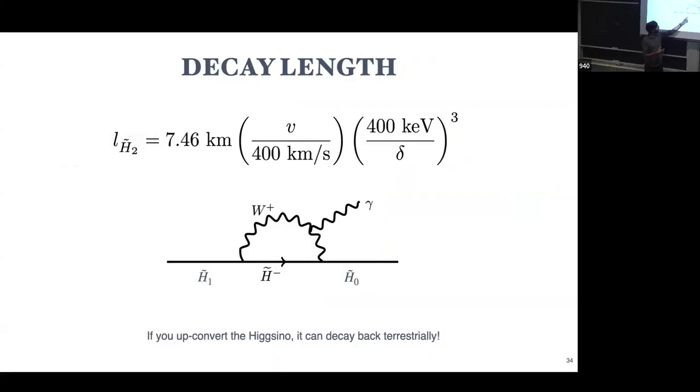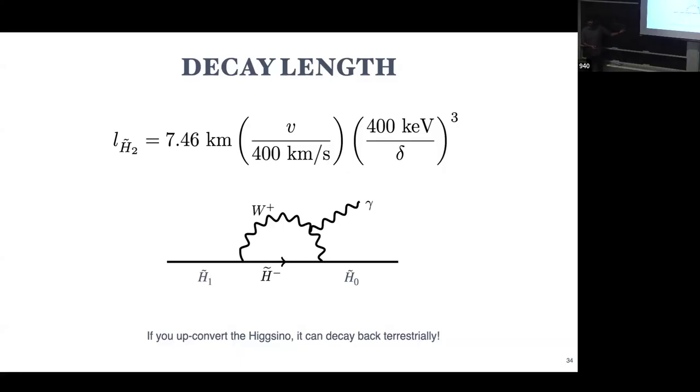You could put the charged objects here and the W plus, and the prediction is that it naturally decays via photon emission. It just has a diagram like this. And you can calculate the decay length, again, fully predicted. There is no new parameter in your model. And the decay length for, say, 10 to the minus 3 velocity dark matter is around 7 kilometers for 400 keV, or roughly 1 kilometer for MeV mass splitting.